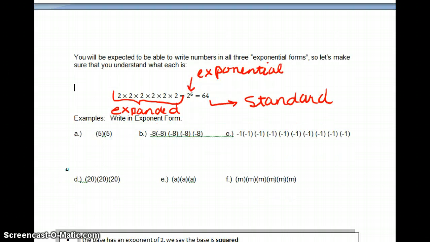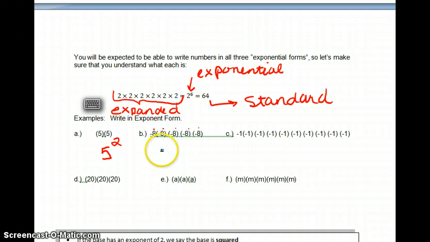Now, we're going to practice writing numbers in exponential form. Our first example is 5 times 5. Whenever we have 5 multiplied by itself twice, we can write that as 5 to the 2nd power, or 5 squared. Letter B, we have negative 8 being multiplied by itself 1, 2, 3, 4, 5 times.